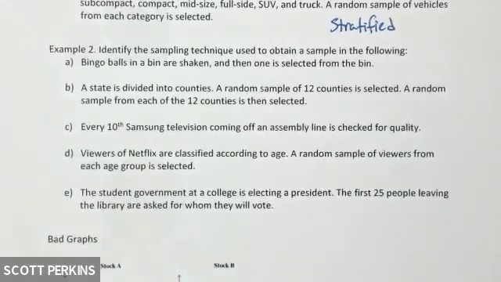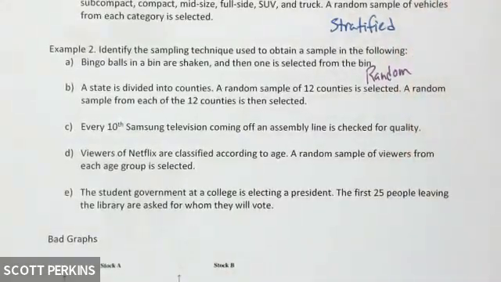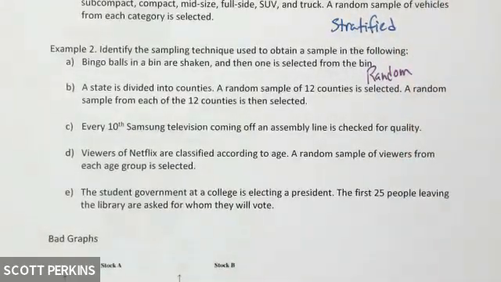All right, so here we go. A: the bingo balls are in a bin and they're shaken, then one is selected from the bin. That's an example of what do you think? Yep, sure, random. Everything has an equal chance of being selected. Beautiful.